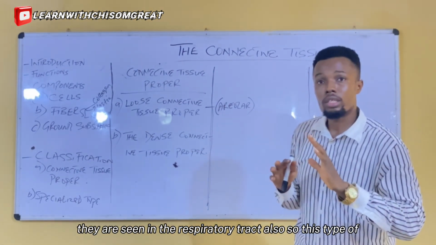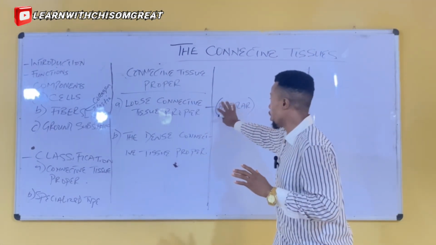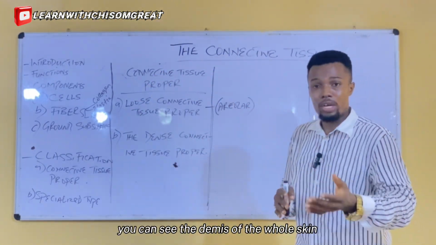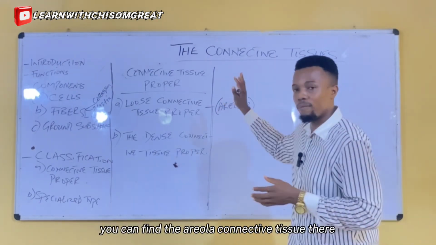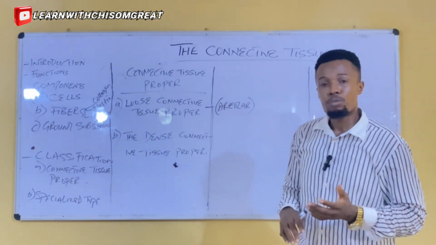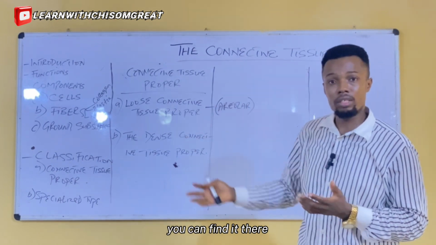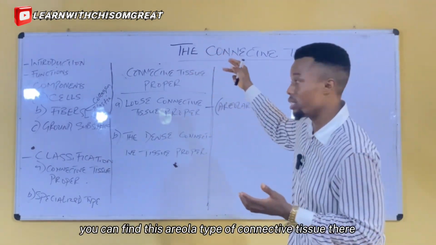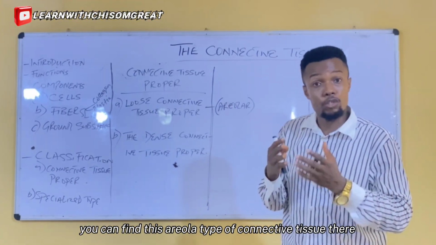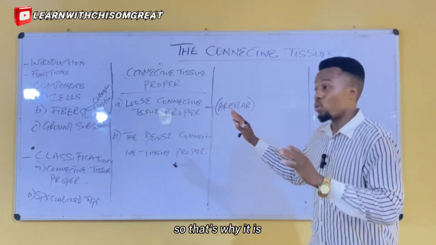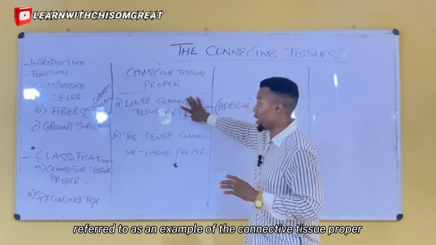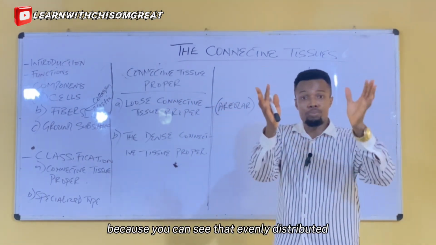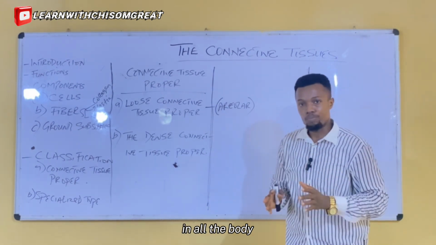So this type of connective tissue is the type that is evenly distributed throughout the whole body. You can see the dermis of the whole skin. You can find the alveolar connective tissue there. In the reproductive tract, you can find it there. Even in the digestive tract or the alimentary canal, you can find this alveolar type of connective tissue there. So that's why it is referred to as an example of the connective tissue proper, because you can see they are evenly distributed in all the body.